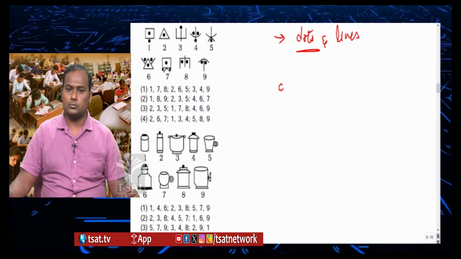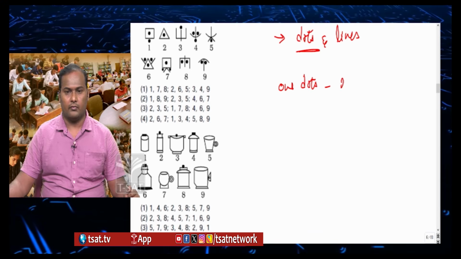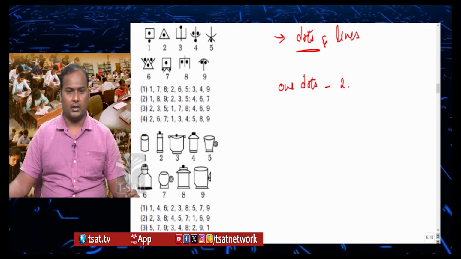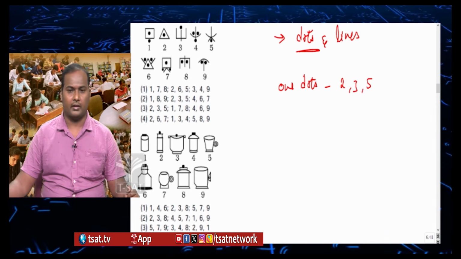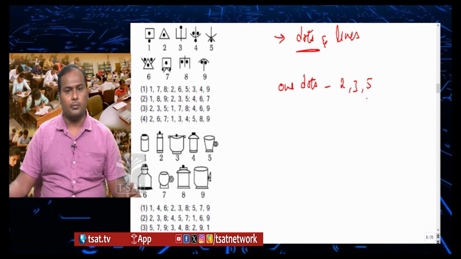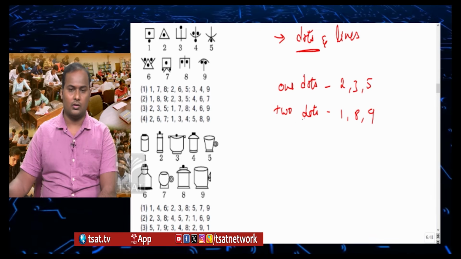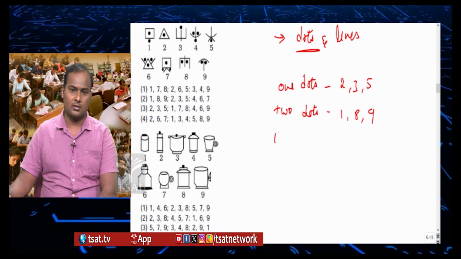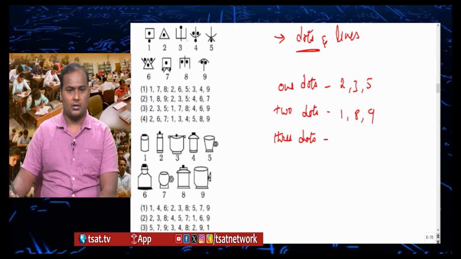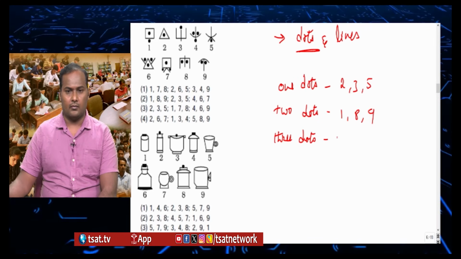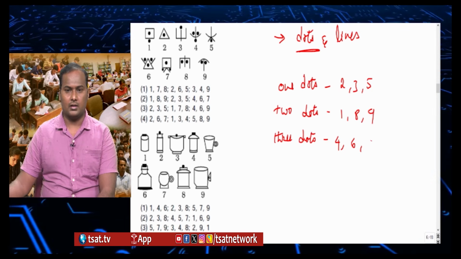So 1 dot. How many figures are having 1 dot? The moment you see this, figure 2, figure 3 and figure 5. So 2, 3, 5 I can form one group based on dot. Next one is 2 dots. I can classify figures 1, 8, 9 based on 2 dots. And finally the last one is 3 dots. See, 3 dots are present in figure 4, figure 6 and figure 7.